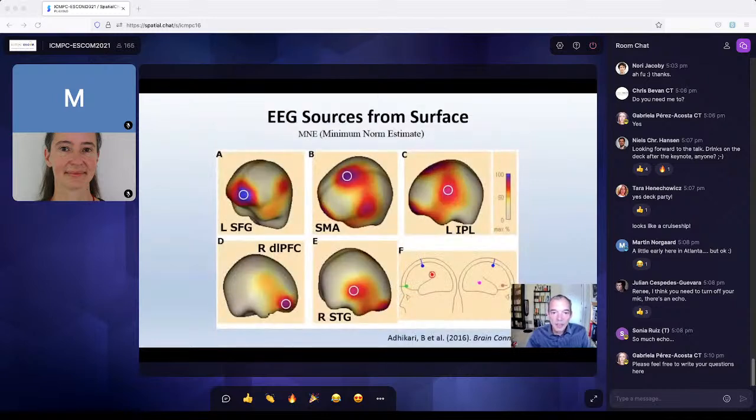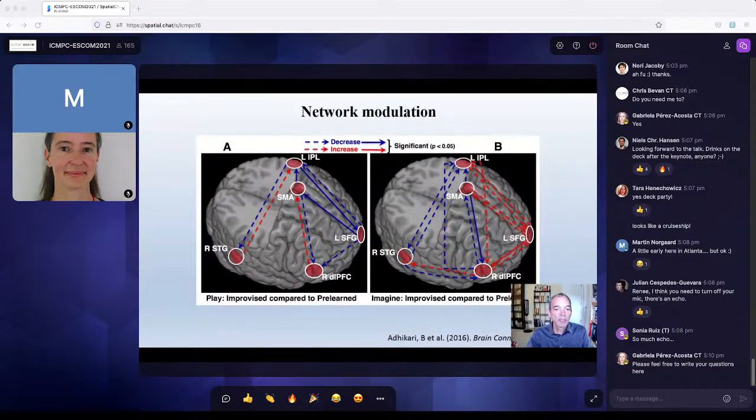Looking at EEG sources, we identified 5 different sources, and then looked at connectivity, specifically Granger causality. You see significant decreases in improvisation compared to pre-learned between the supplementary motor area, left inferior parietal lobule, and left superior frontal gyrus, which is an interesting result that could relate to this idea of automaticity being increased, with the top-level control coming from the superior frontal gyrus being less influential in the improvised condition.